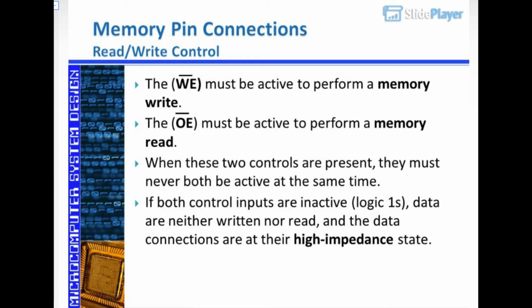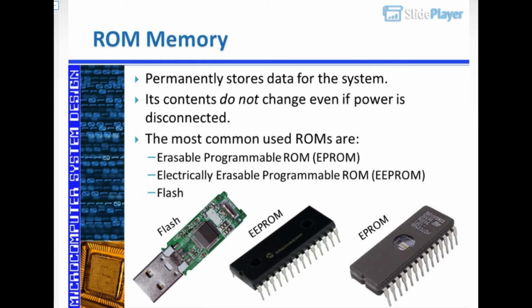Memory pin connections. Read/write control. This WE must be active to perform a memory write. This OE must be active to perform a memory read. When these two controls are present, they must never both be active at the same time. If both control inputs are inactive, logic ones, data are neither written nor read, and the data connections are at their high impedance state. ROM memory permanently stores data for the system.